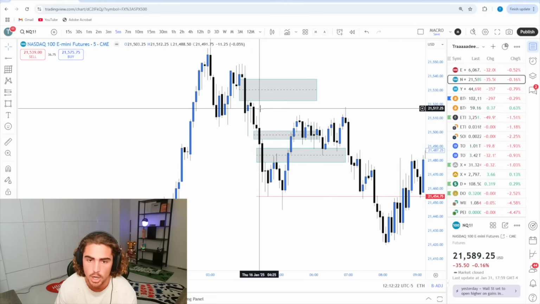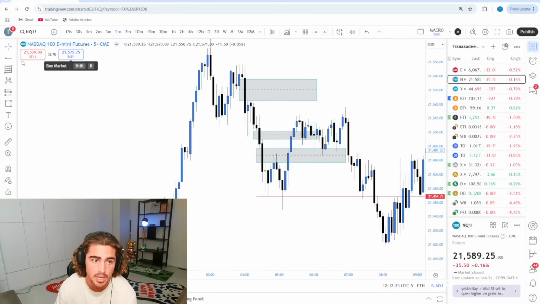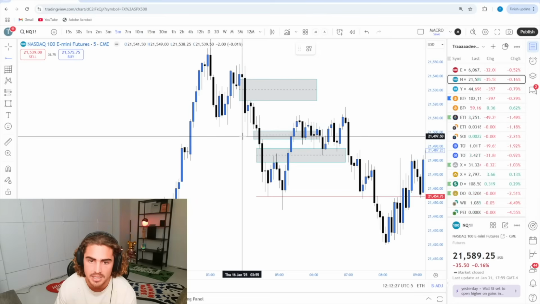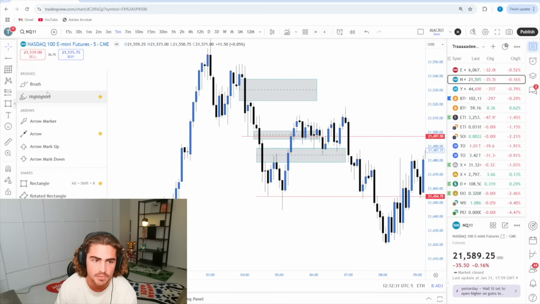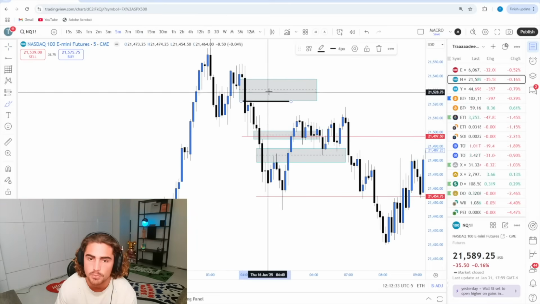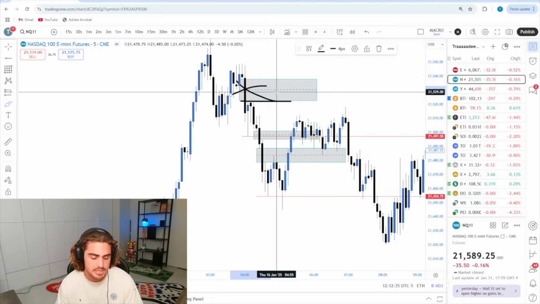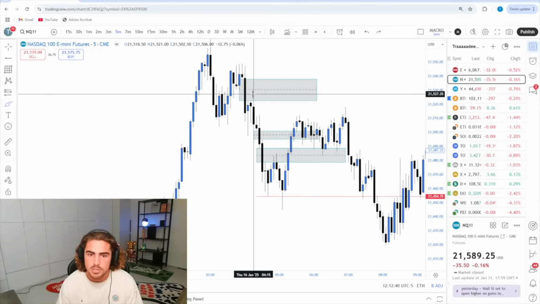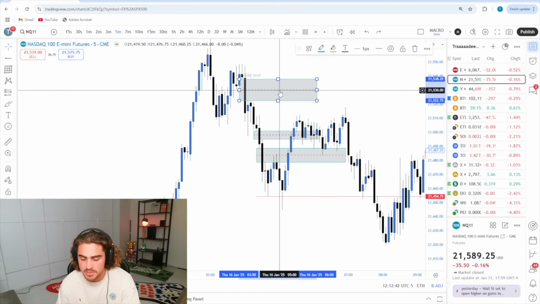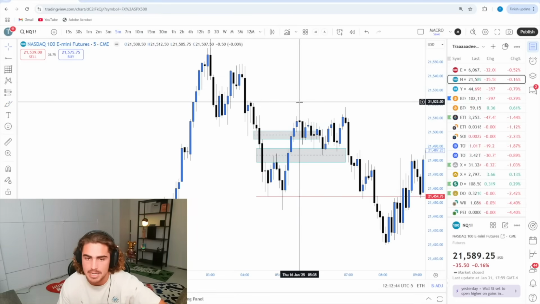Why can we disregard it? Or when can we disregard it? Once we take out this low and continue the downtrend. Once we take out this low, we can say everything from this high and above, we don't care about those confluences anymore. Why? Because we continued the downtrend underneath this low. So now we know we can literally remove this fair value gap. We should never think about it again.